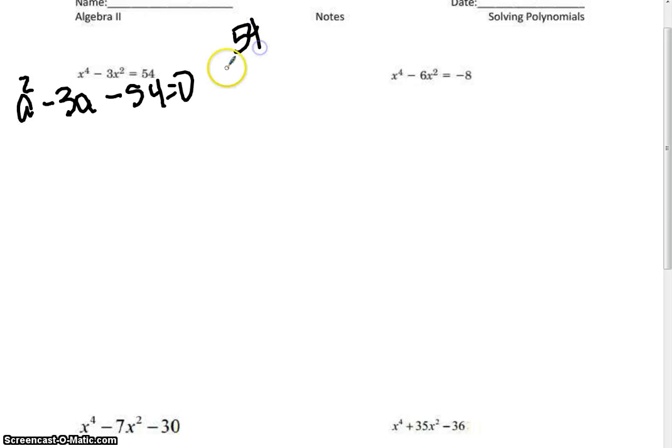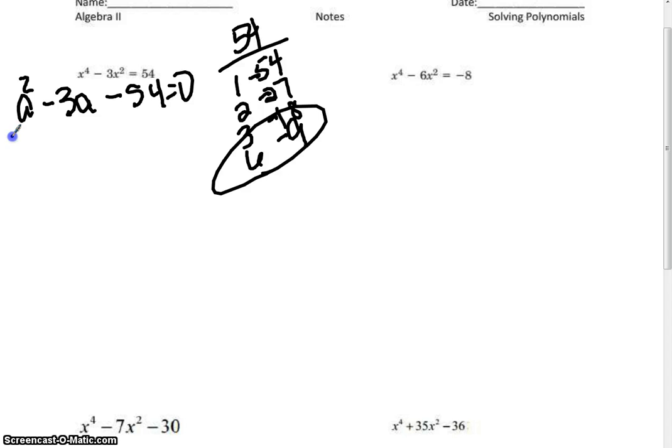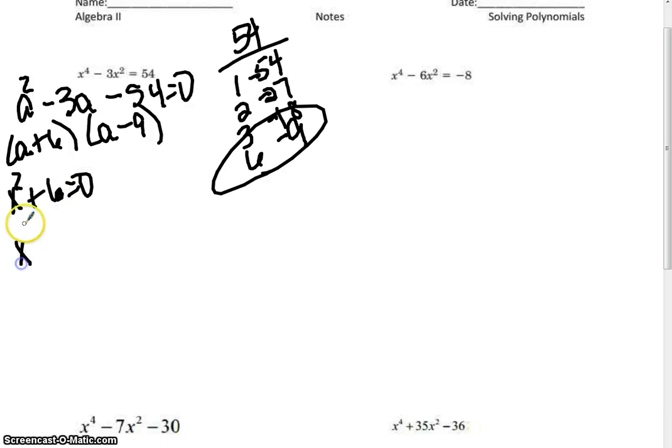Find the factors of 54: 1 and 54, 2 and 27, 3 and 18, 6 and 9. Signs are different. The largest is negative. They've got to equal negative 3, so it's 6 and negative 9. So this is a plus 6 and a minus 9. So it becomes x squared plus 6 equals 0, which means that x squared is equal to negative 6, and x is equal to plus or minus the square root of negative 6, which becomes i square root of 6.